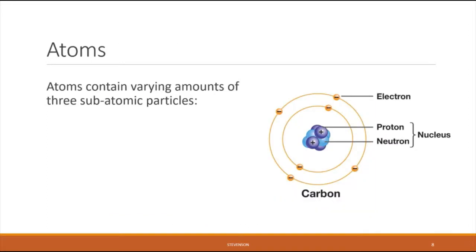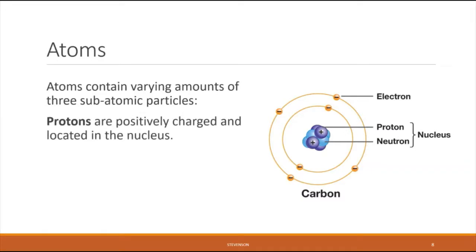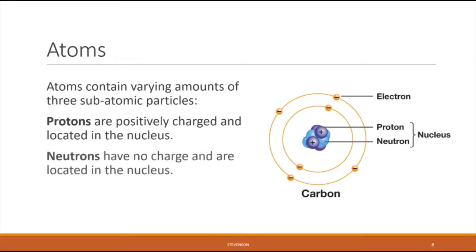So here's a little bit more about that structure. Within the nucleus and the orbitals, there are 3 different what are called subatomic particles. They're called subatomic because they are within the structure of an atom. Protons are one of those 3 particles, and they are positively charged and located within that central cluster called the nucleus. So in this image right here, we can see that the protons are indicated as the purple circles.